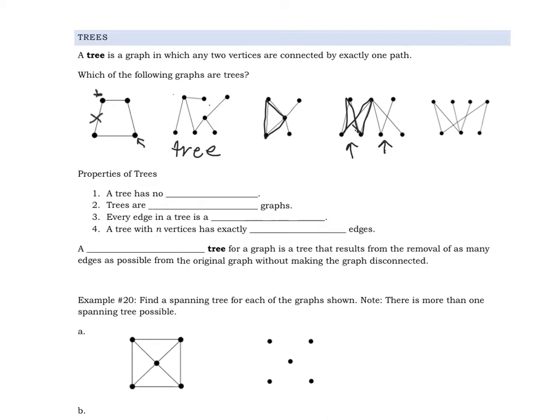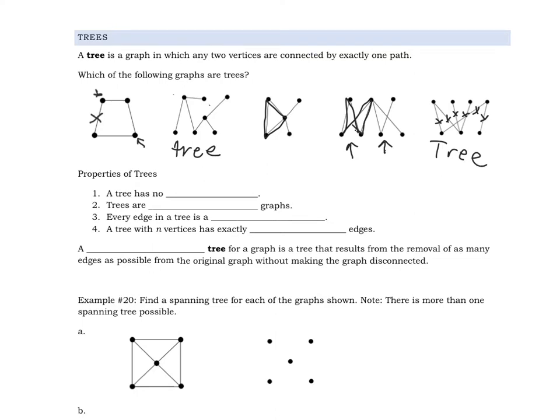Whereas this next one, if you remove that edge, it'd be disconnected. How about this one? Same thing. How about this one? Yep, it would be disconnected. Same with this one, and this one. So that is a tree.